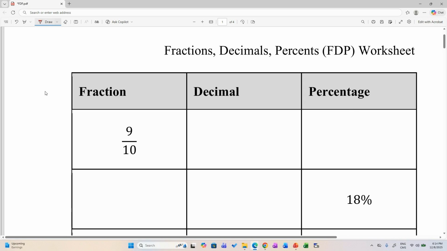Hi class, in this video I'm going to be talking about how to convert between fractions, decimals, and percent. So let's start with our first example, which is the fraction 9 over 10.